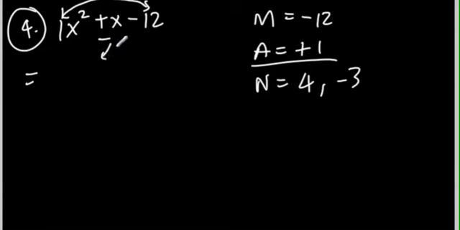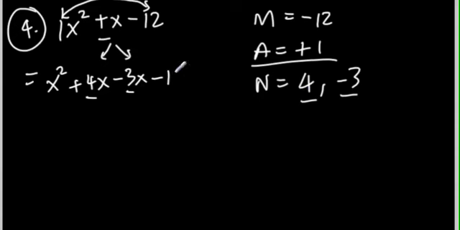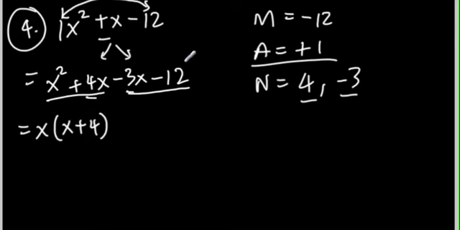Remember again that the middle term splits. So it's x squared plus 4x minus 3x. Again, these come from here, right? And then minus 12. So then we group the first two and we group the last two. What's common in the first two? In the first one, it's x. So it's x plus 4. And what's common in the second two? It's minus 3.